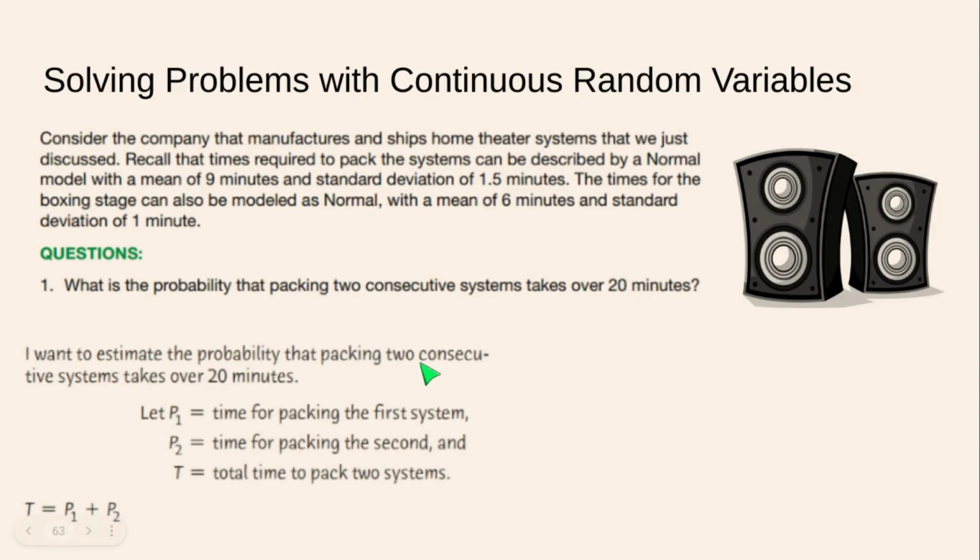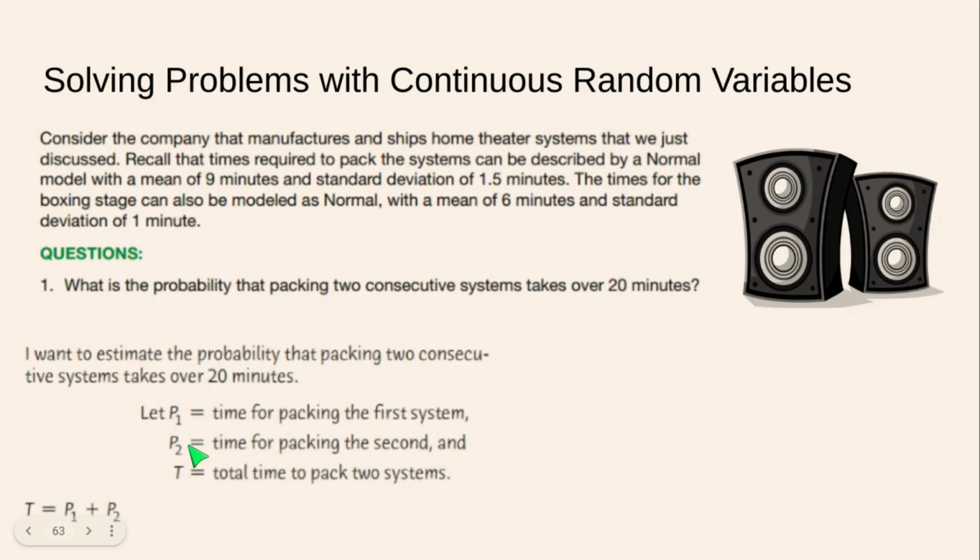You want to estimate the probability that packing two consecutive systems takes over 20 minutes. So we have a total time to pack the two systems. And then P sub 1 is the time for packing the first system. P sub 2 is the time for packing the second. Just like in the last video, we want to acknowledge that these two systems constitute two different random variables that follow the same rules. We can't just say 2 times P. We need to acknowledge P1 and P2 as separate random variables that follow the same rules.